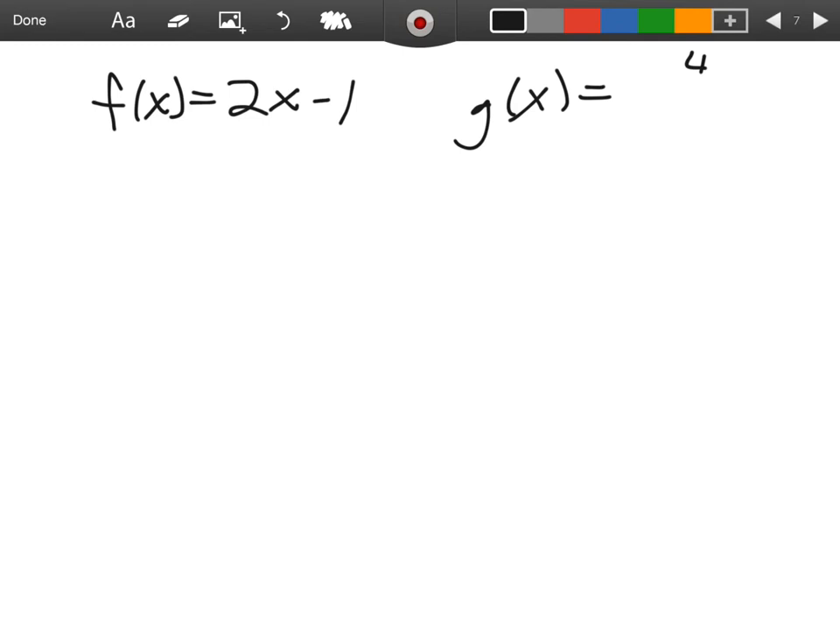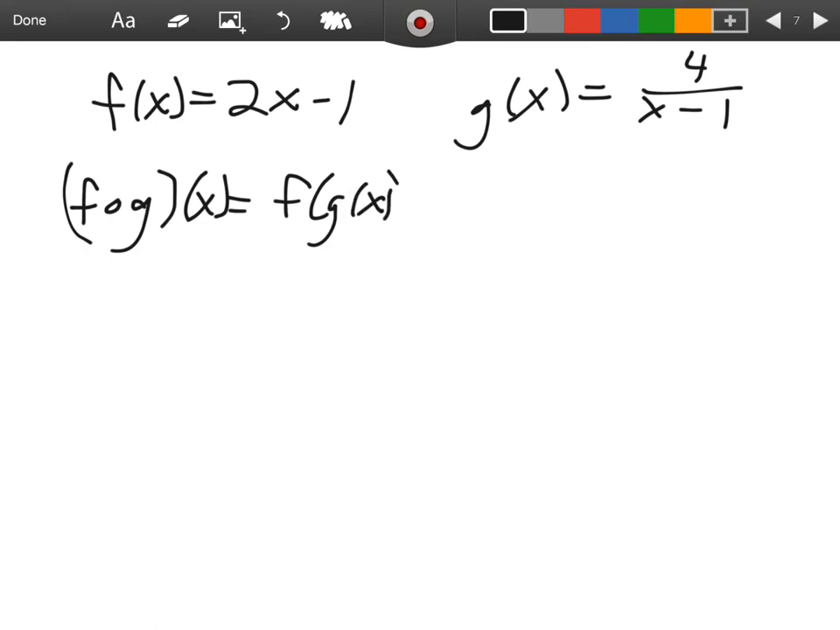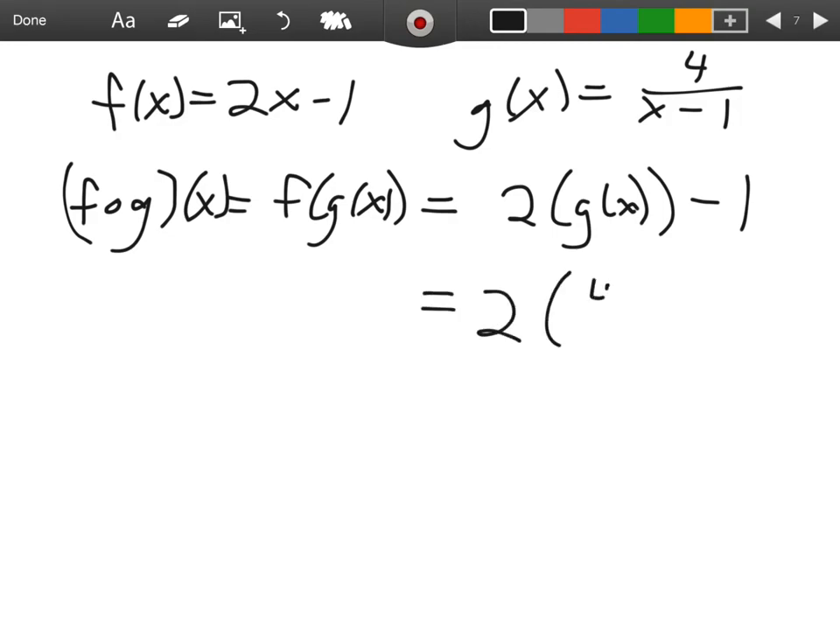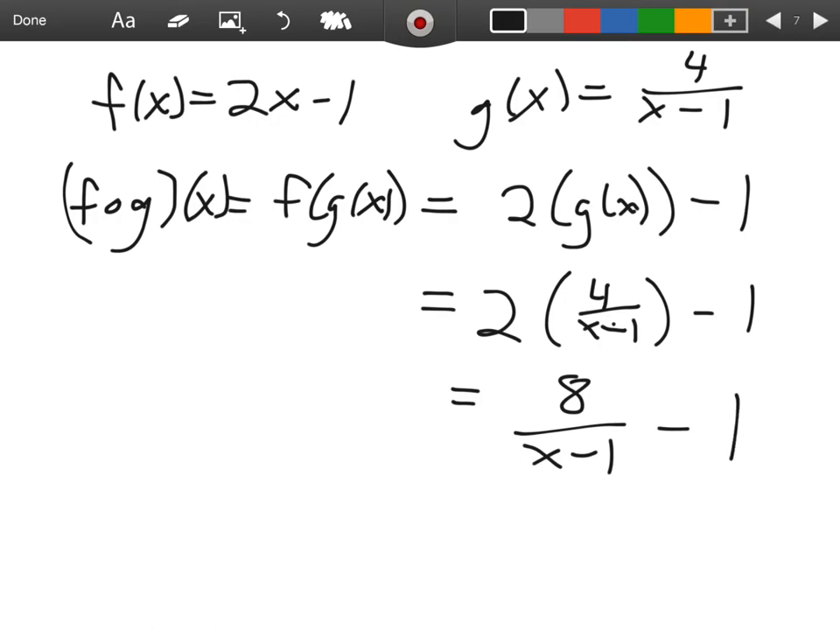Okay, so let's say I have f of x equals 2x minus 1, and g of x is, say, 4 over x minus 1. If I want to find f composed of g, that is f of g of x. So that means in f of x, I'm plugging in g of x. So I'll do that in one step. Then in the next step, I'm going to actually plug in what g of x is, which is 4 over x minus 1. So that is 8 over x minus 1 minus 1.